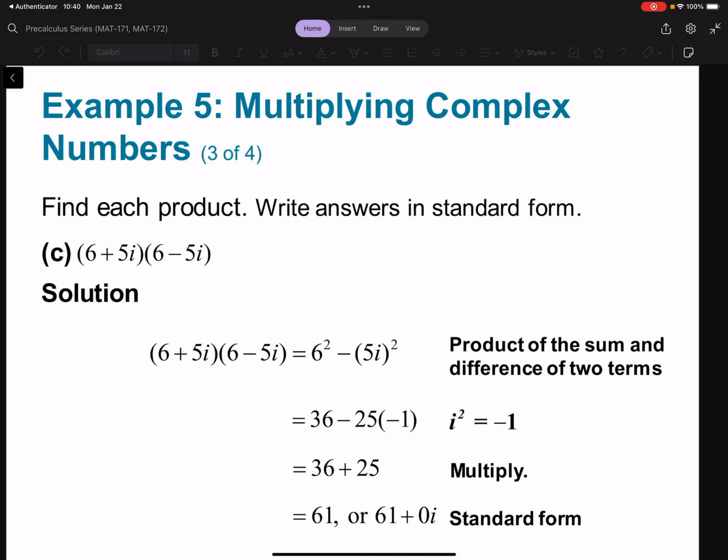Hello, class. I wanted to finish up section 1.3. So let's just take a look at the few examples we have left.